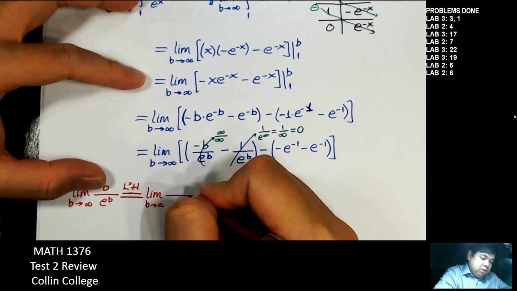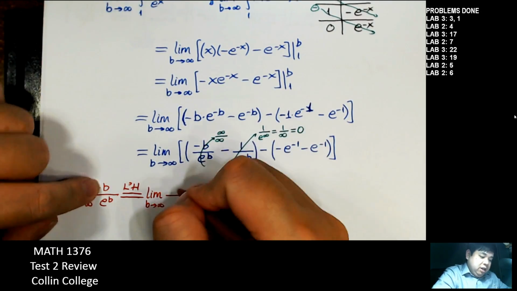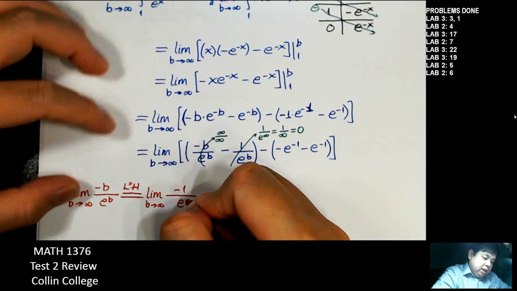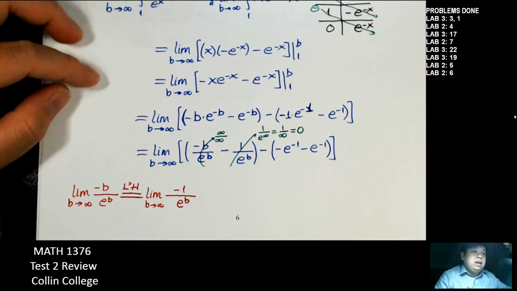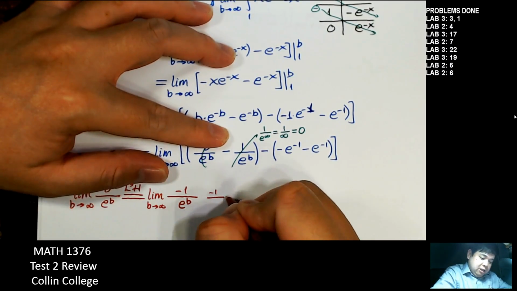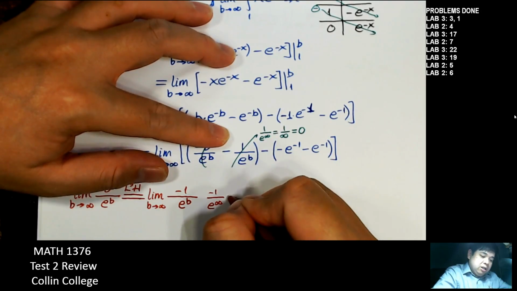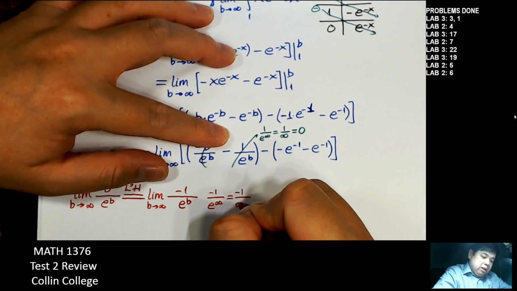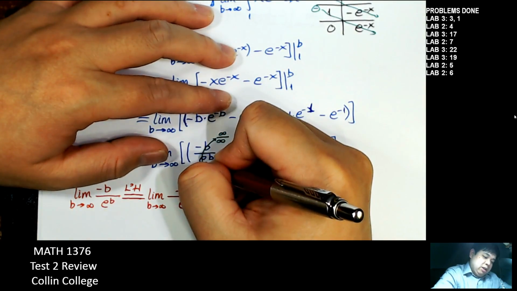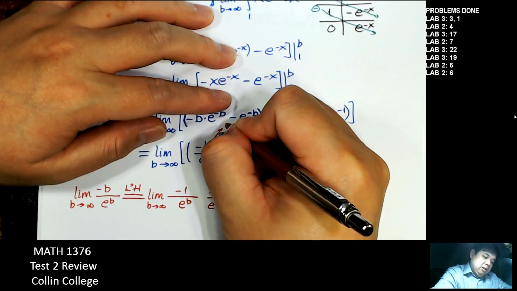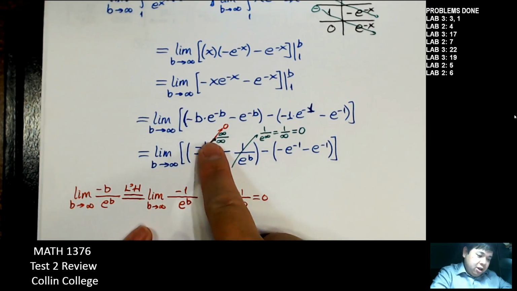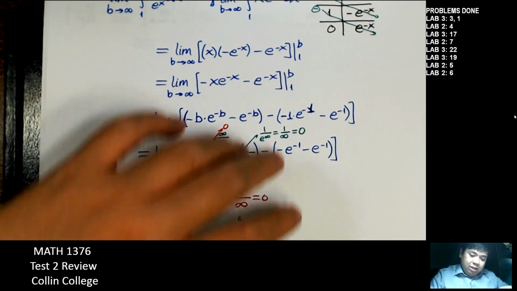So we take the limit on the top. Derivative of negative b is negative 1. Derivative at the bottom, e to the b, still e to the b. Now if we put infinity to it, a constant over infinity is 0. So that one goes to 0. We just live with this.